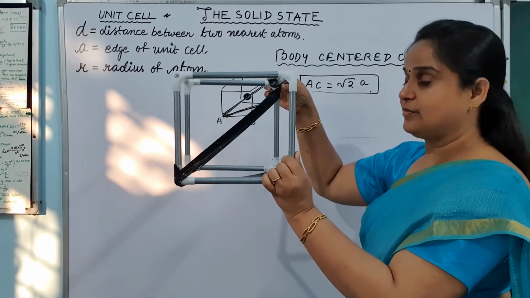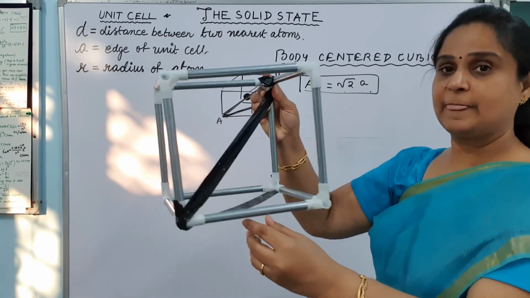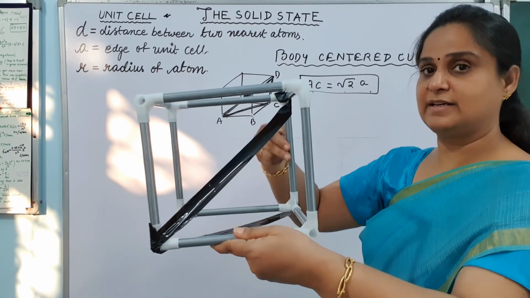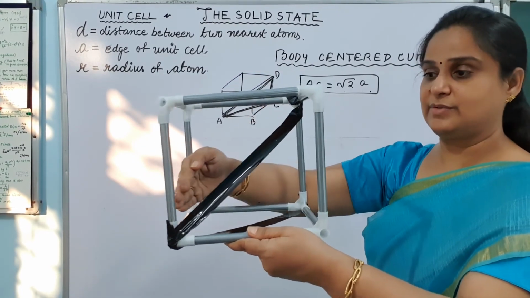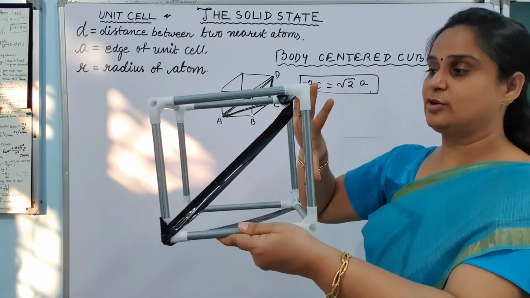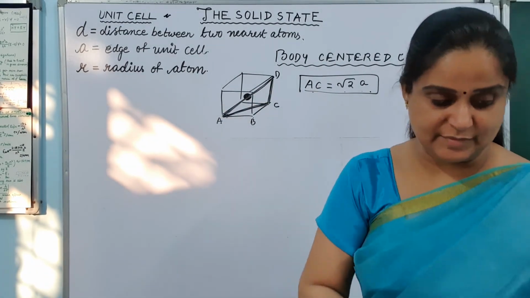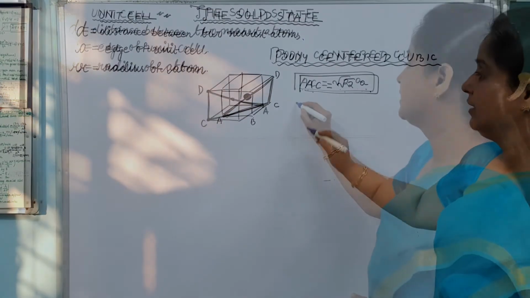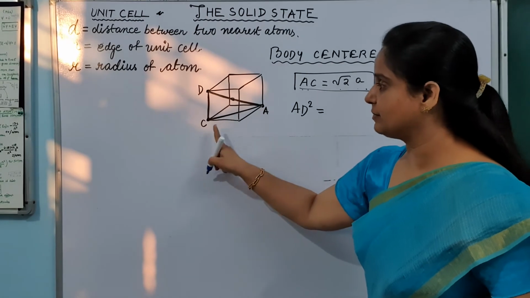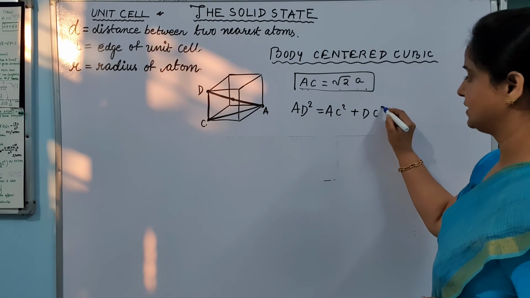Which triangle are we using here? I am taking a 90-degree triangle again. Look at this. Here we have a triangle, this and this. This is a 90-degree triangle, and this is the hypotenuse. And AD square will be equal to DC square plus AC square. So this concept we are going to apply here. AD square equals AC square plus DC square.